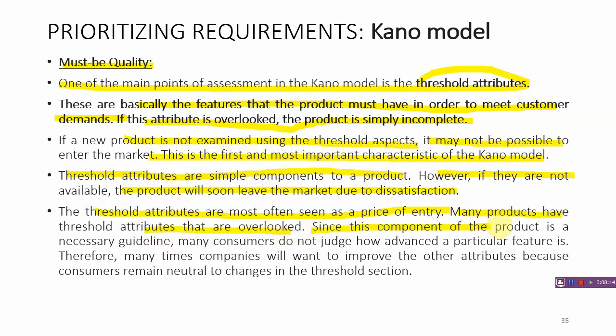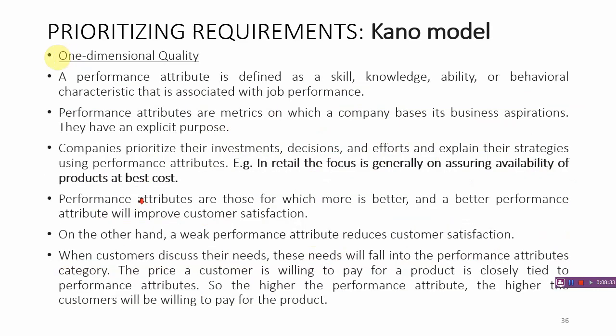Since this component of the product is a necessary guideline, many consumers do not judge how advanced a particular feature is. Therefore, many times companies will want to improve the other attributes because consumers remain neutral to changes in the threshold section. Another is a direct or linear attribute, which is a one-dimensional quality attribute.